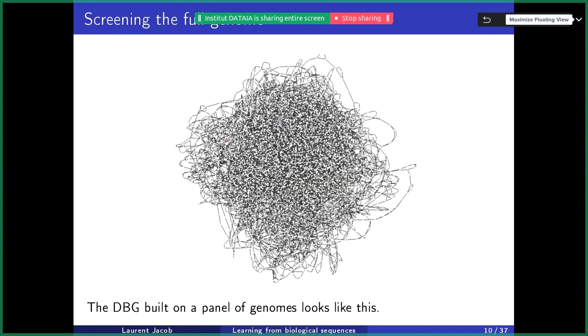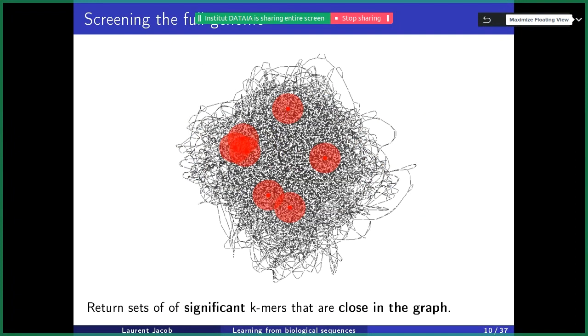But what we do is remember that each node of the graph is a k-mer, a short sequence, okay? Or maybe a longer sequence. And we can do one test for each of these sequences. So we're going to do one test for each of them, and we're going to retain only those that are significant. That is, the words whose presence in the genome is associated with the phenotype of interest.